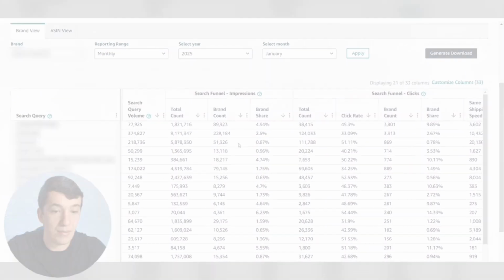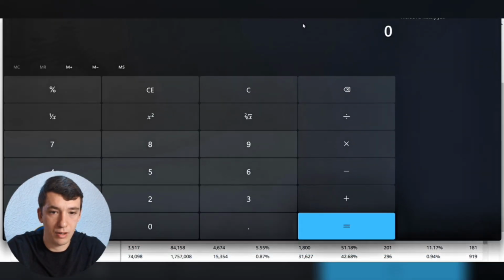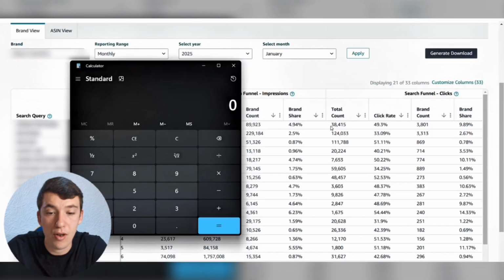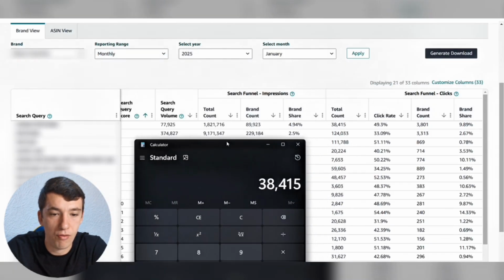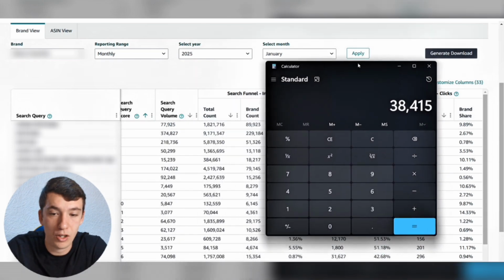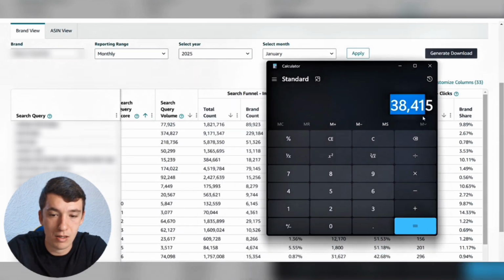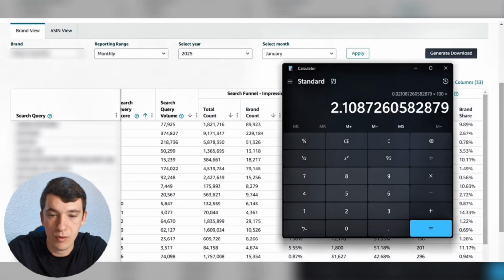So let's do it now. I'm taking this keyword, I'm taking a calculation. So we can see that the keyword got 38,000 clicks with all the listings. And we can see that the total count for the impression was almost 2 million. So actually, if we take those numbers, I'm taking this number, I'm dividing it by the total impression, multiplying by 100. The average click rate of this market for this keyword is 2.1.